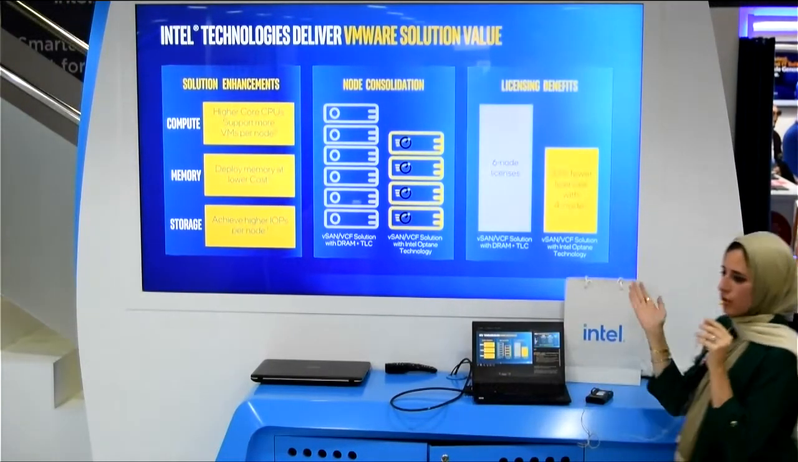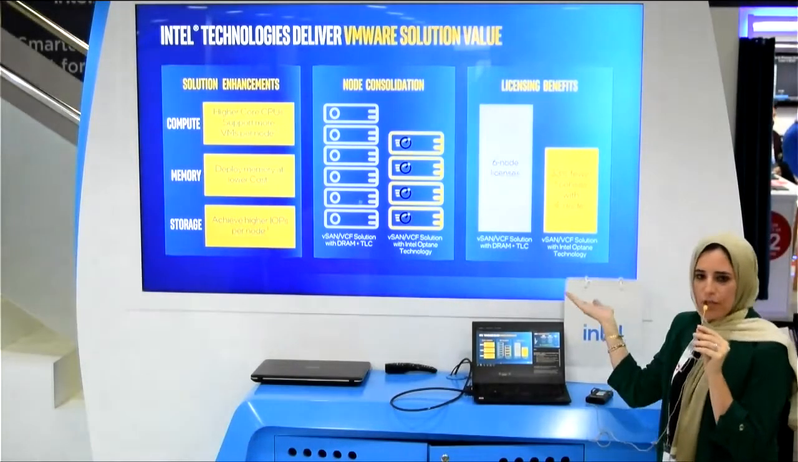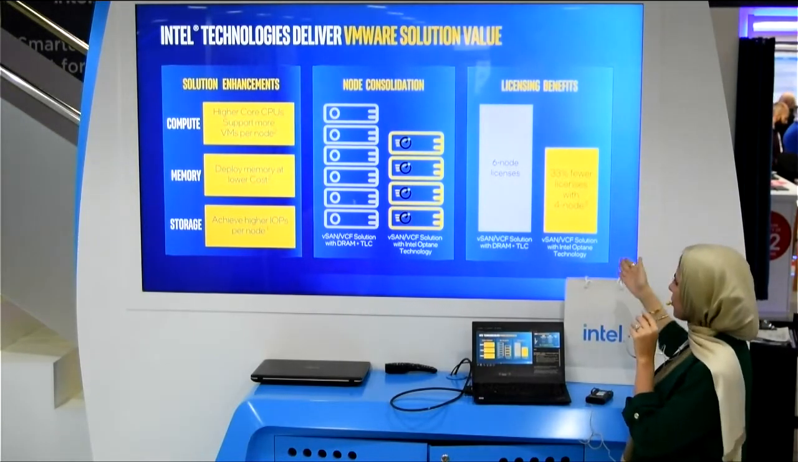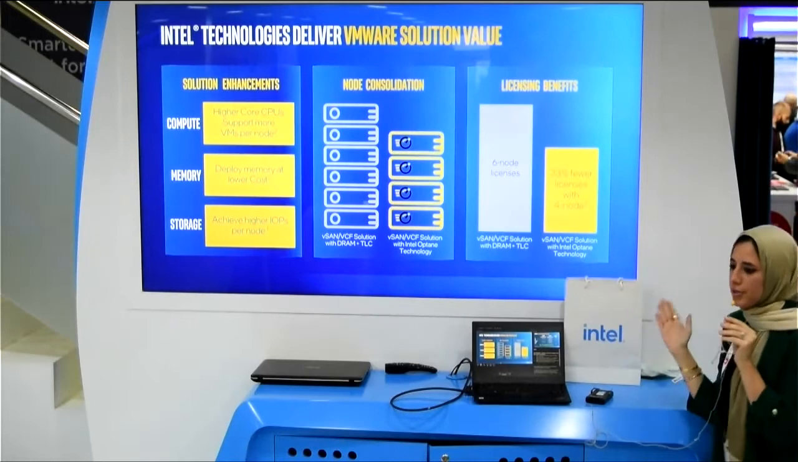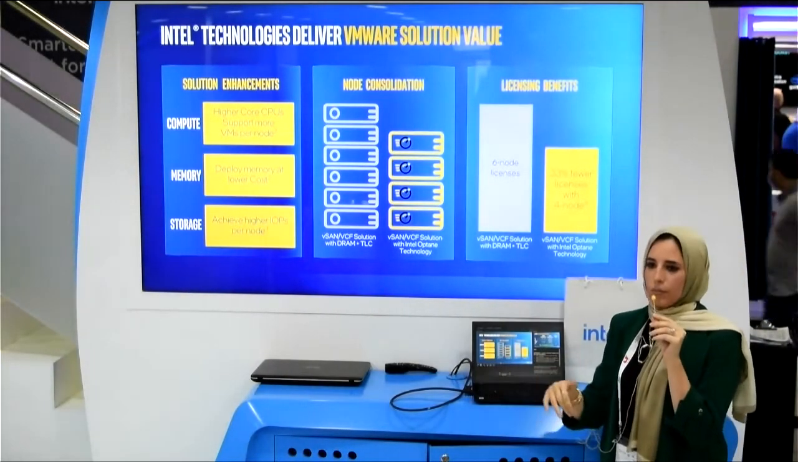Okay, so we did the node consolidation and we end up having 4 nodes. The licensing benefits appear. By being able to license 4 nodes instead of 6, with this 33% less, you will end up actually saving money again.